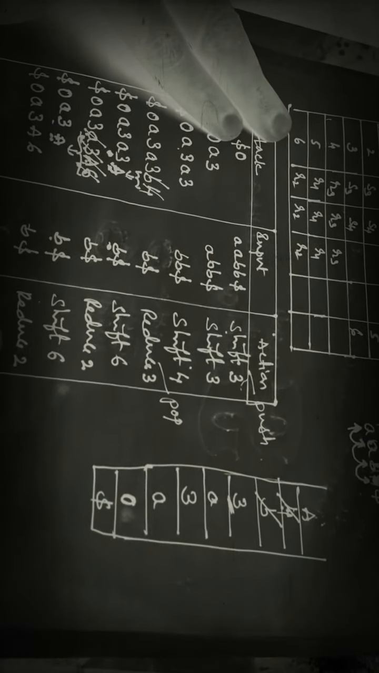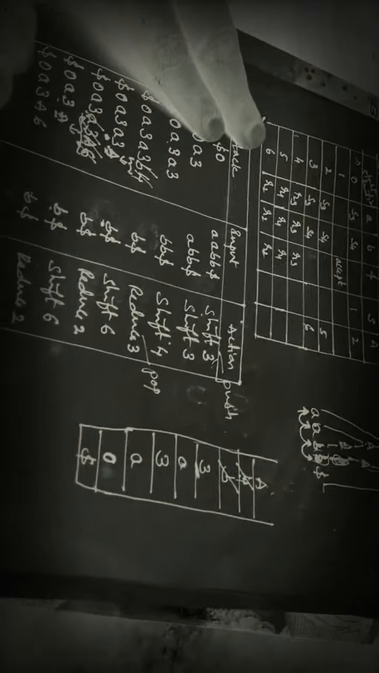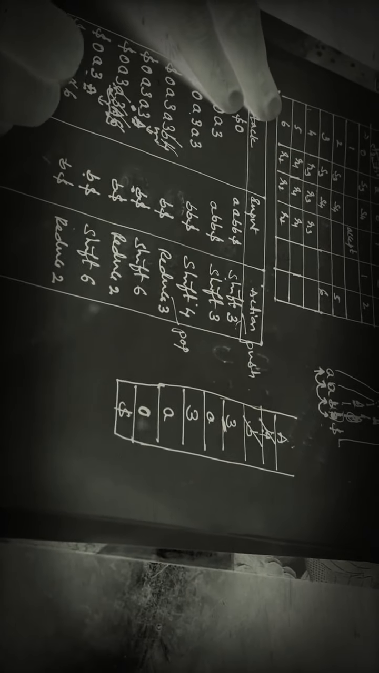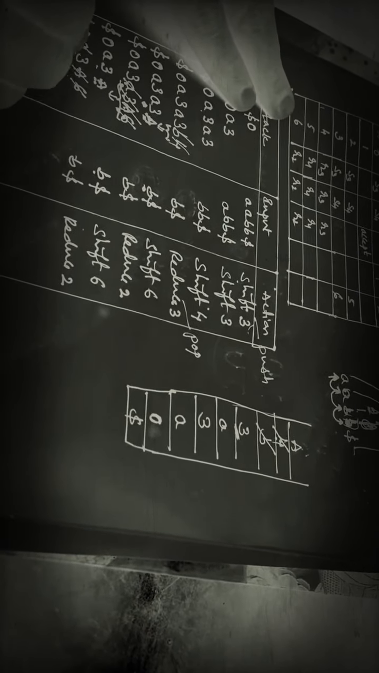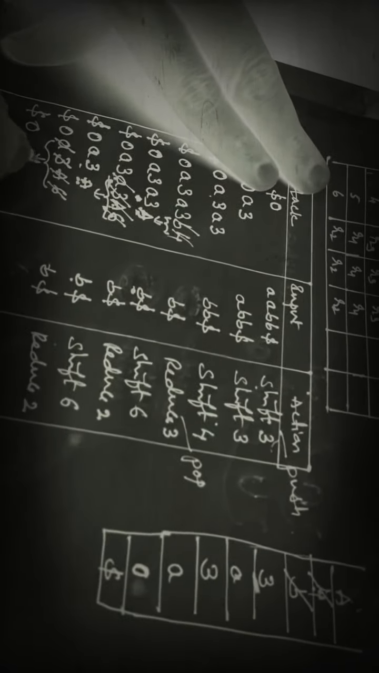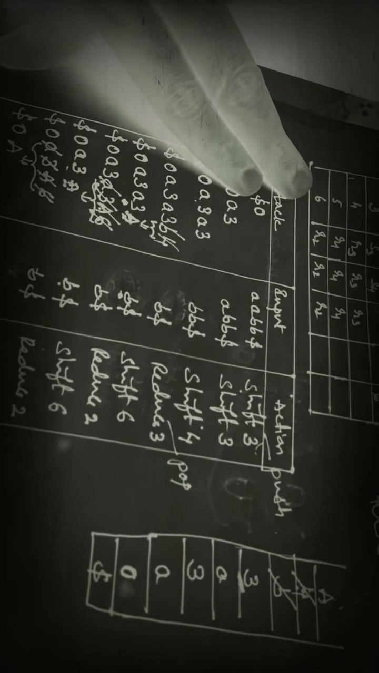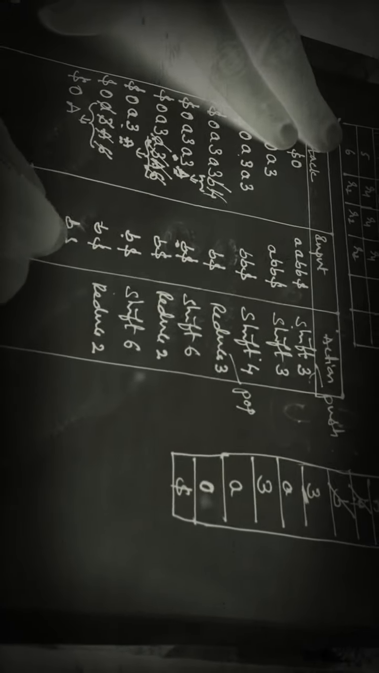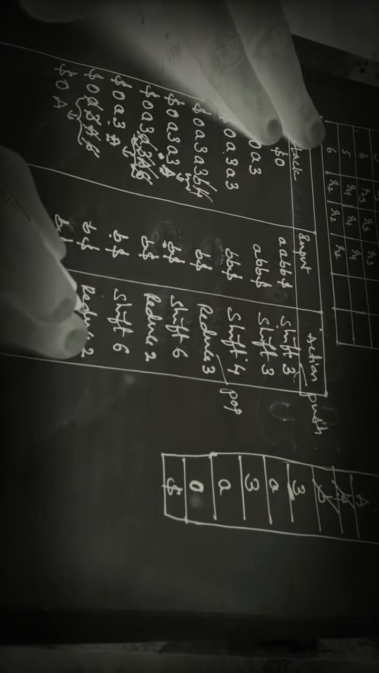Okay, production number 2. So now how many elements? Production number 2, right side there are 2 elements. So we have to eliminate or pop the 4 elements. So the terminal a with the state number, and A with its state number. So now the $0 is replaced by A. Okay, then B $.